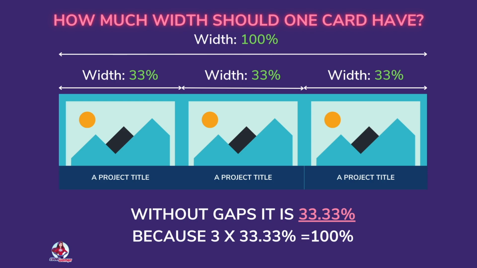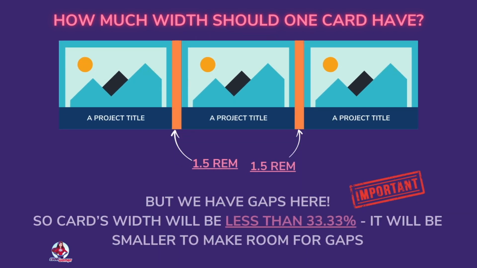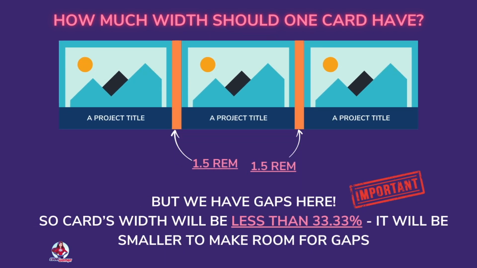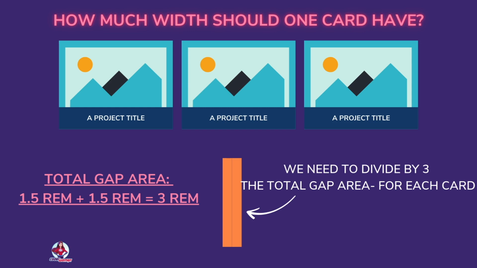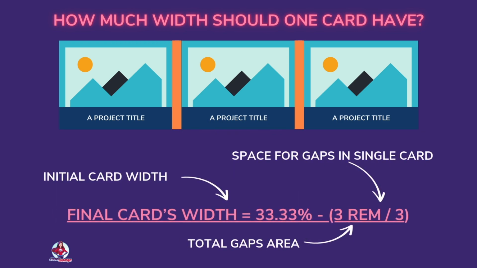But when introducing a gap, things change. So here's how to think about it. You've got 3 cards but only 2 gaps, right? All 3 cards need to squeeze a bit to make room for those gaps. So each card's width has to be a little less than 1/3 to fit the gaps. How much less? Exactly 1/3 of the total gap space.